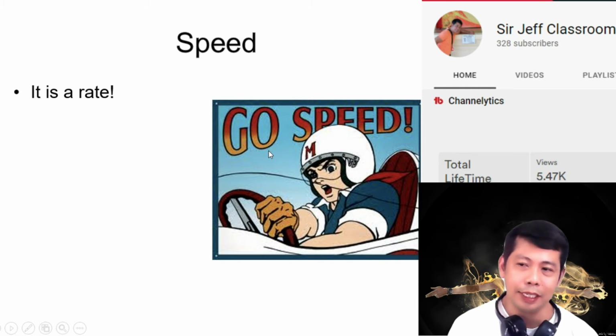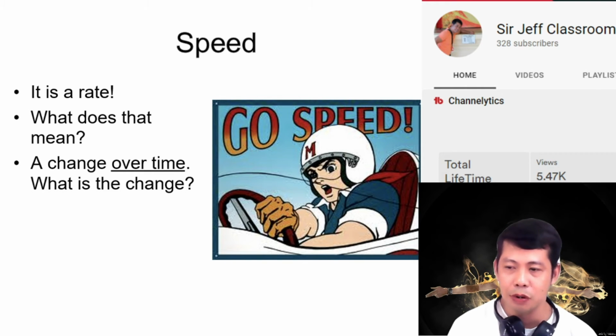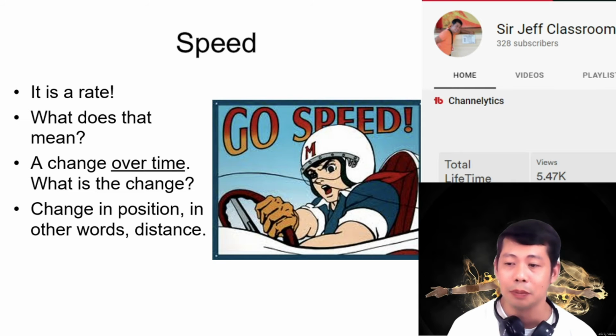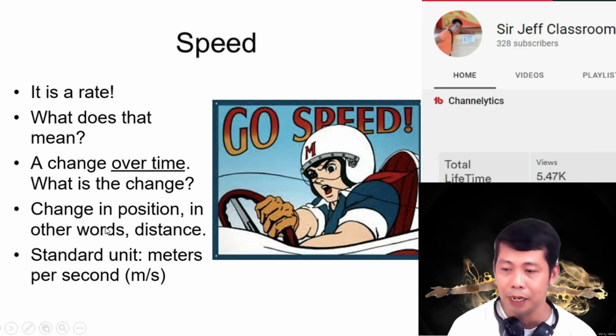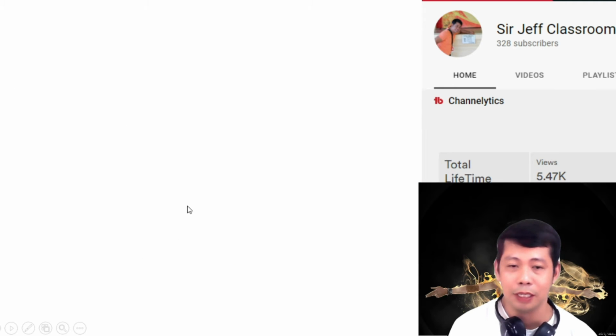Speed. This is it. It is a rate. Bilis. What does that mean? A change over time. What is the change? When we say change, it means change in position. In other words, this is distance, right? Remember, the standard unit for speed is meter per second. That's its standard unit. But it also uses kilometer per hour for larger distances. But usually, our standard is meter per second.